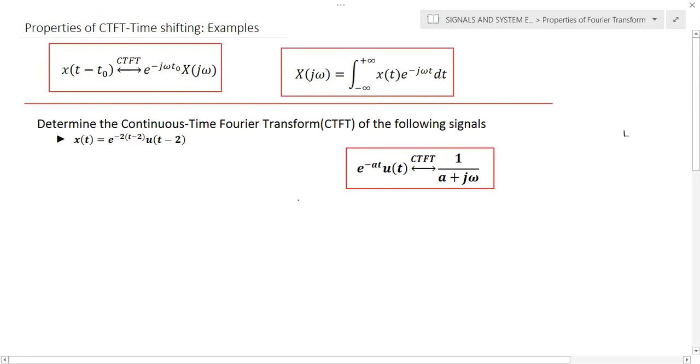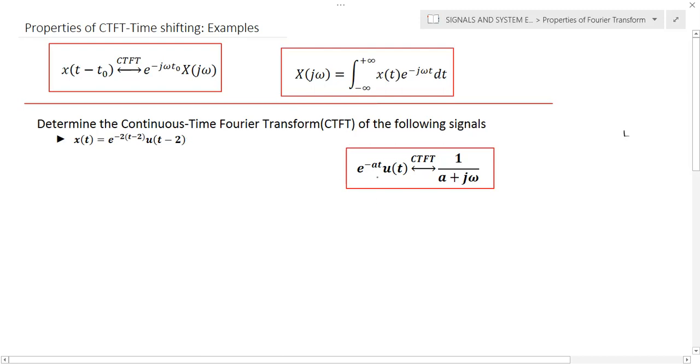Here you can see that the signal is given by x of t is equal to e raised to minus 2 into t minus 2, into u of t minus 2. And we need to find the Fourier transform, and here we can apply the time shifting property. We'll see how we can apply the time shifting property in this particular problem.